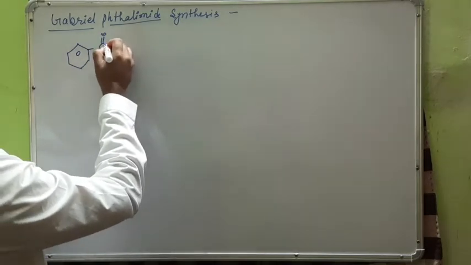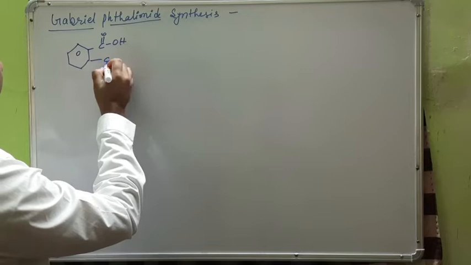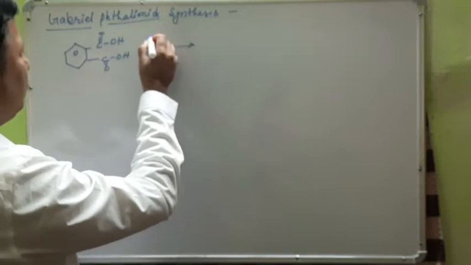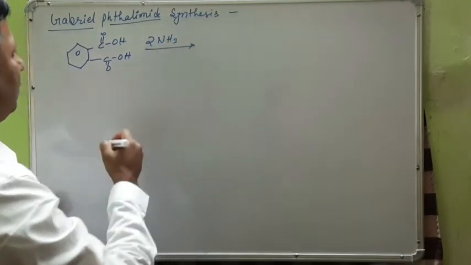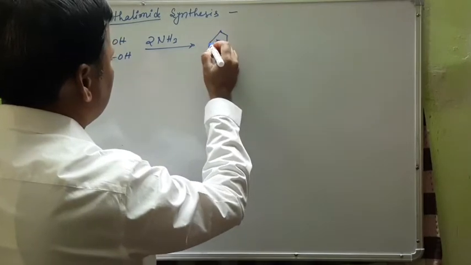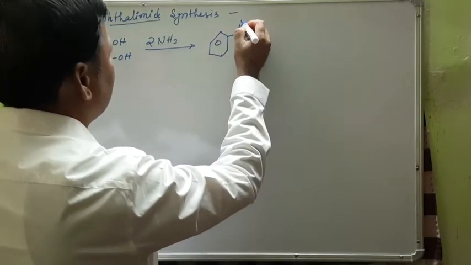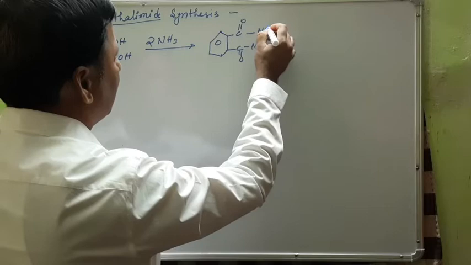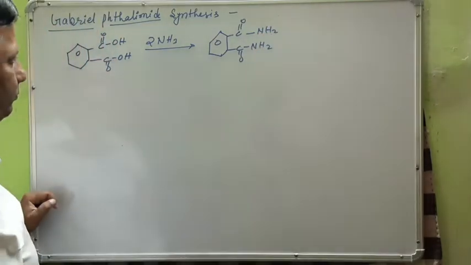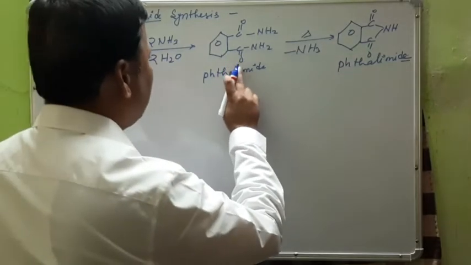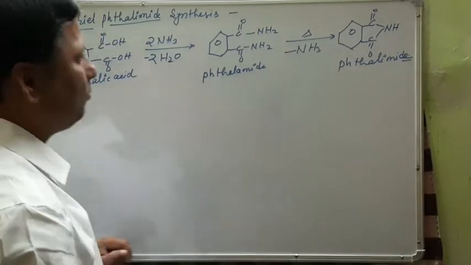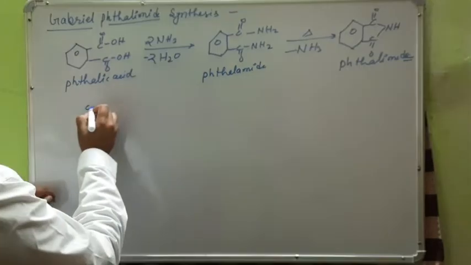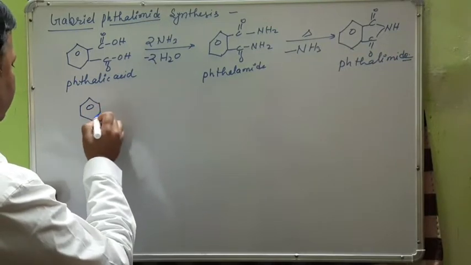First of all, we take phthalic acid. This is phthalic acid. We treat this compound with 2 moles of ammonia, and we get this compound. This is phthalimide. Now in Gabriel phthalimide synthesis we will use this phthalimide. So let us see the mechanism of this reaction.